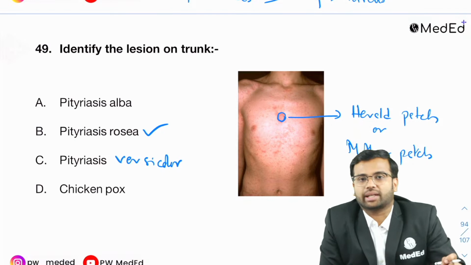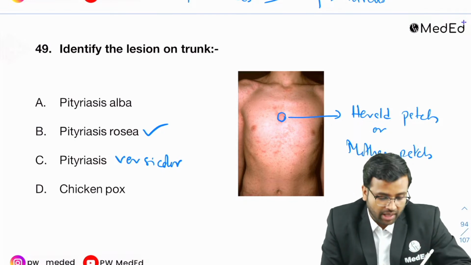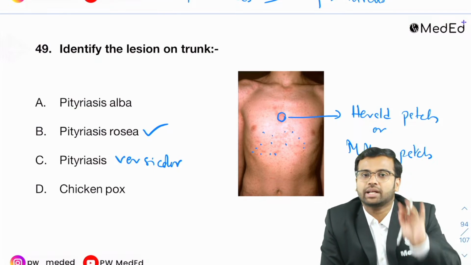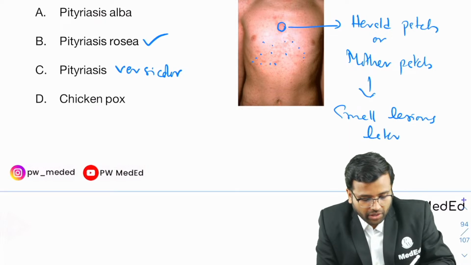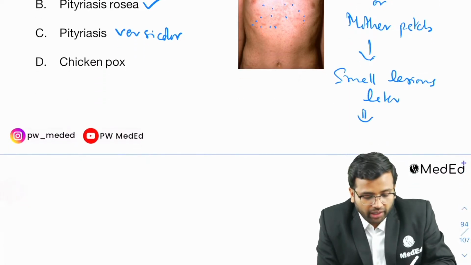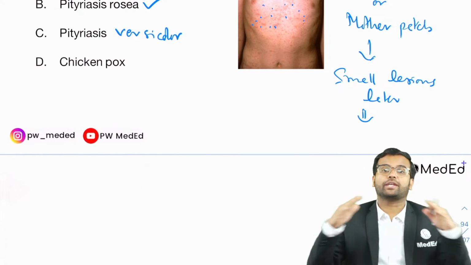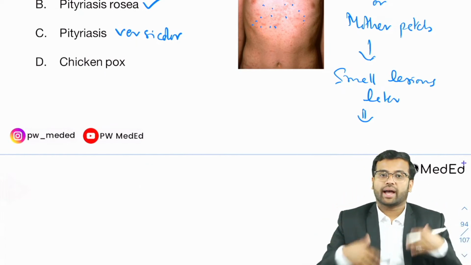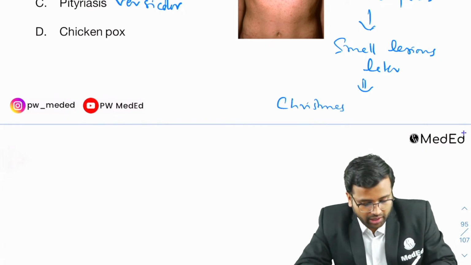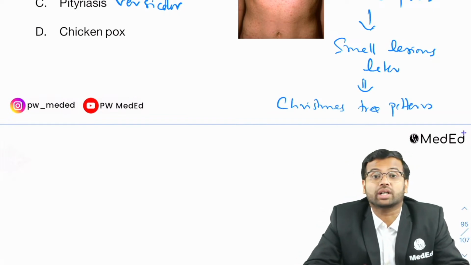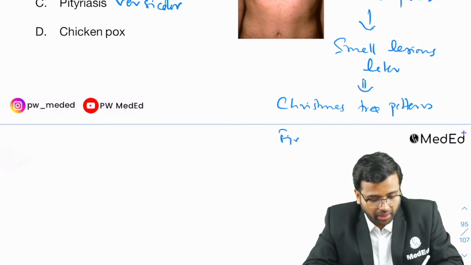That is the first lesion that develops, and after a few days multiple smaller lesions start developing over the trunk. These small lesions are going to have a very peculiar arrangement over the trunk, and this can be compared to a Christmas tree pattern, or a fir tree pattern.